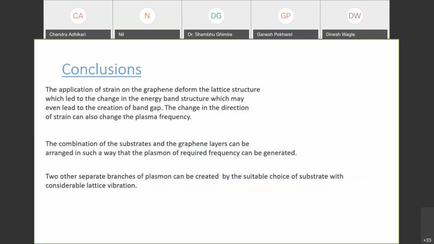So thus, I want to conclude my talk. The application of strain on graphene deforms the lattice structure, which causes a change in the energy band structure and leads to the creation of a band gap. The change in direction of strain can also cause a change in plasma frequency. The combination of the substrate and the graphene layer can be arranged in such a way that plasma with the required frequency can be generated. So two other separate branches of plasma can be created by suitable choice of substrate with considerable lattice diversity.